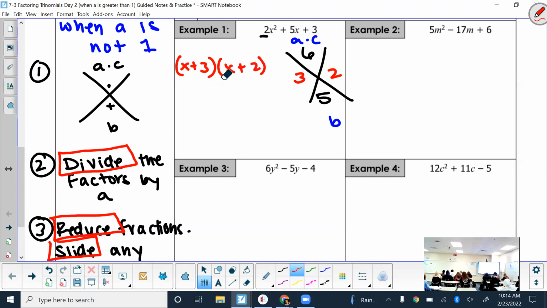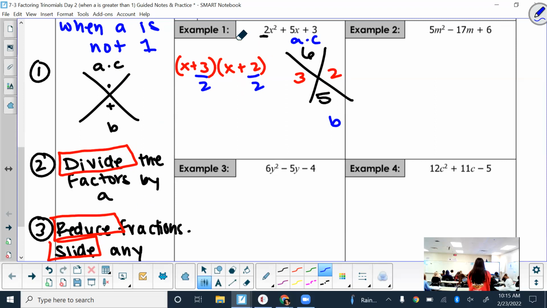But that's not my answer because if I FOIL that out, I don't get 2x squared as my first term. So that's why you have to add these other steps. I need to divide the factors by A. So what number is in the A position? So divide them by 2. Usually one of them works out nicely. So you divide them by A.